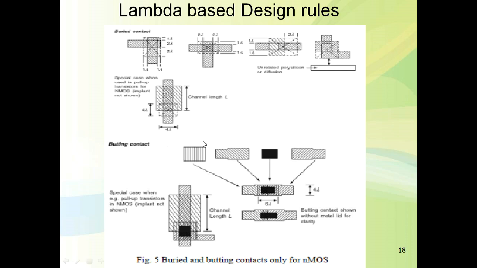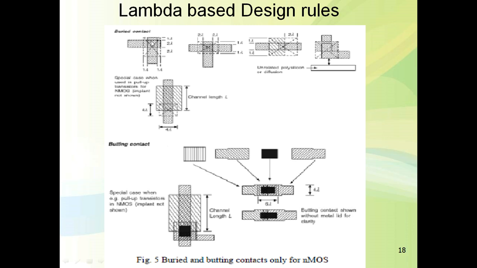Okay, so butting contact. In the butting contact you can see here, there will be direct metal connection in the buried contact. Okay, so what is the buried contact? Buried layer is joined over the area of 2 lambda by 2 lambda with buried contact cut extending by 1 lambda in all directions, except the diffusion path.